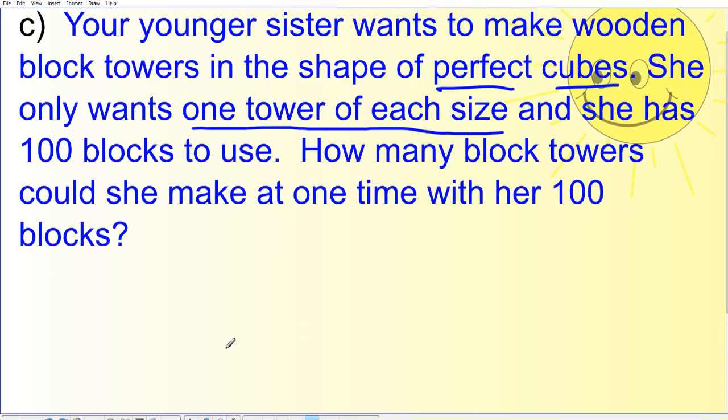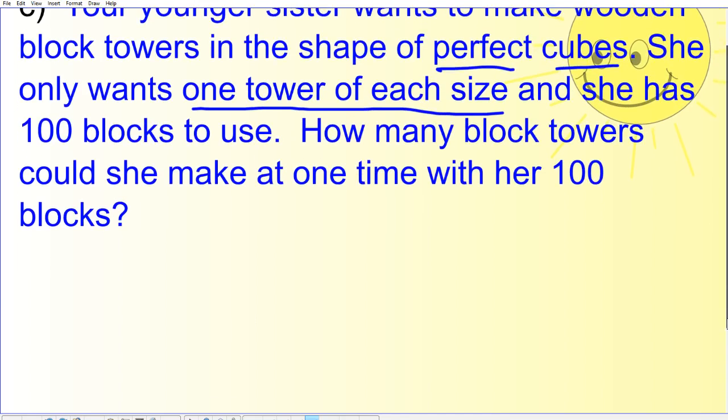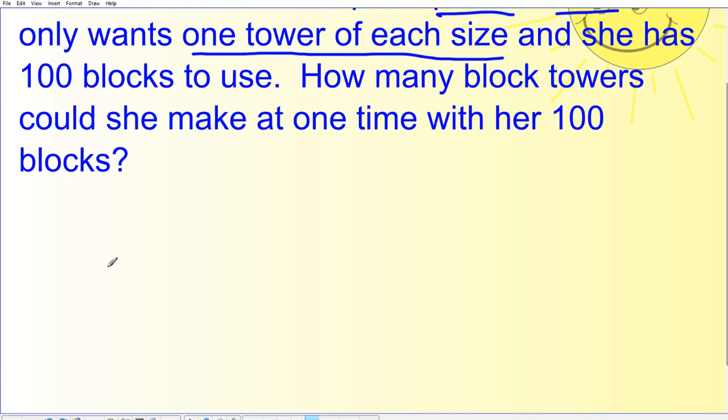All right, so she has 100 blocks to use, right? So the smallest tower she could make, because she wants to say how many block towers could she make at one time, the most number of towers she can make. So the smallest tower she can make is just one block. That uses one block. Now, that's a perfect cube. The next perfect cube she could make, each side would be made of 2 blocks.